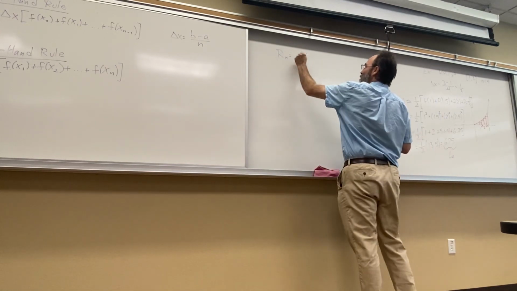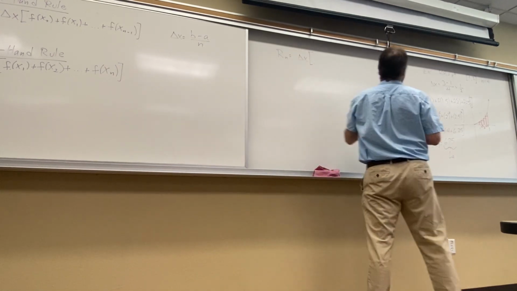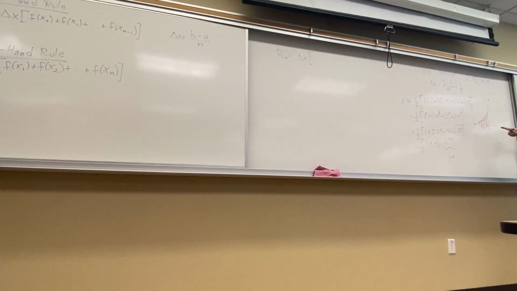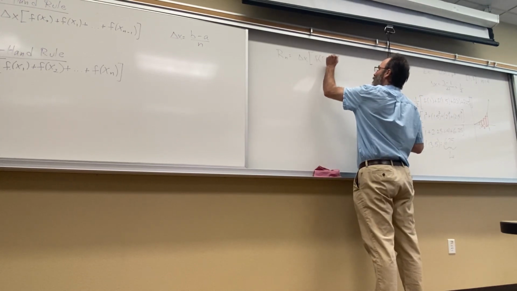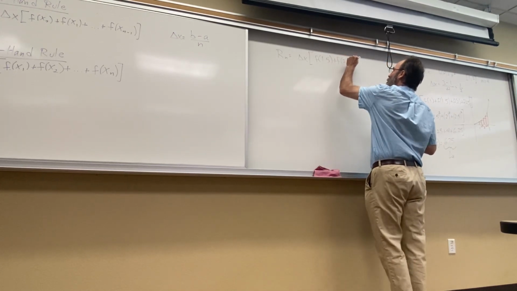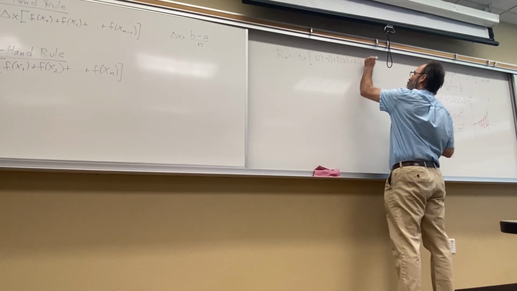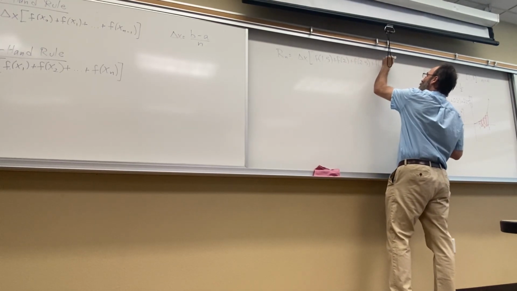Okay, so we're gonna do delta x. And now, if we're doing the right-hand rule, what values are we gonna use off of the x-axis here? For the left-hand rule, we skip the last one. For the right-hand rule, which one do we skip? We skip the first one and use the rest of them, including the 3 this time. So this is going to be f of 1.5, f of 2, f of 2.5, and f of 3.